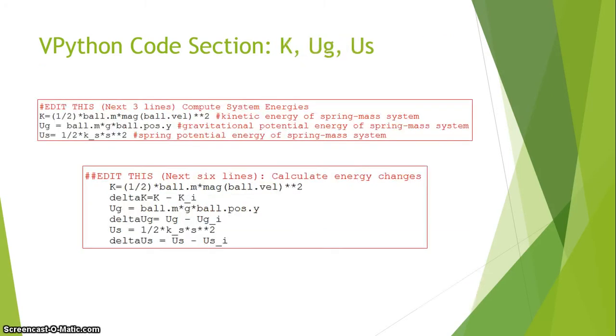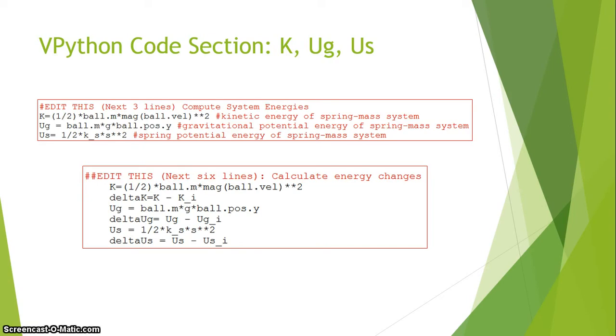In the third section of code, I first determined that the kinetic energy of the system is equal to 1/2 mv squared. The gravitational potential energy of the system was determined by multiplying the mass of the system by little g by the y position of the system, which changes as the loop runs. Meanwhile, the spring's potential energy was equal to the product of 1/2 times Ks, the spring constant, and S squared.